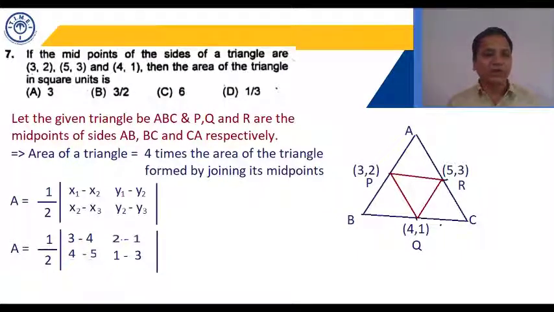You can take x1 y1 in any order. You can take x1 y1 as Q also. Area comes out to be the same. But make sure x1's corresponding y coordinate is y1, x2's corresponding y coordinate is y2, and so on.